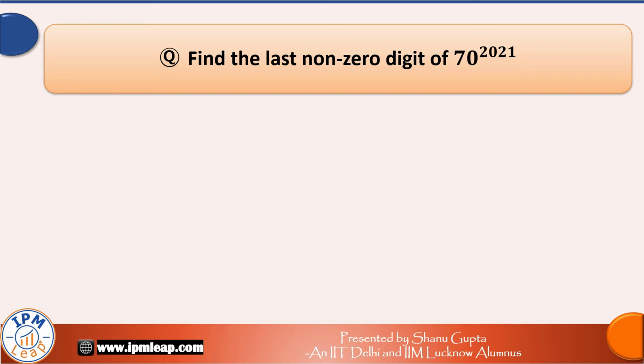And if you have tried, let's discuss. So 70 raised power of 2021, it's clear, will end in a lot of zeros. Do you know exactly how many?